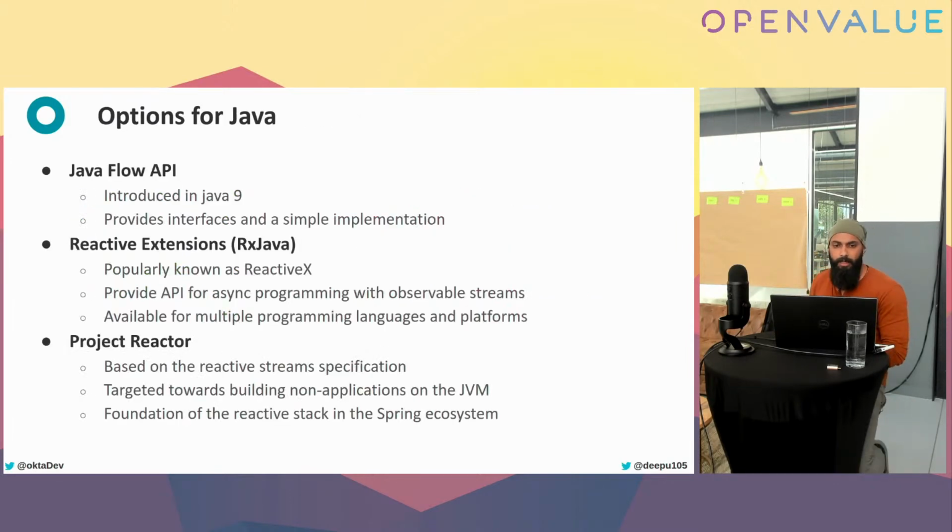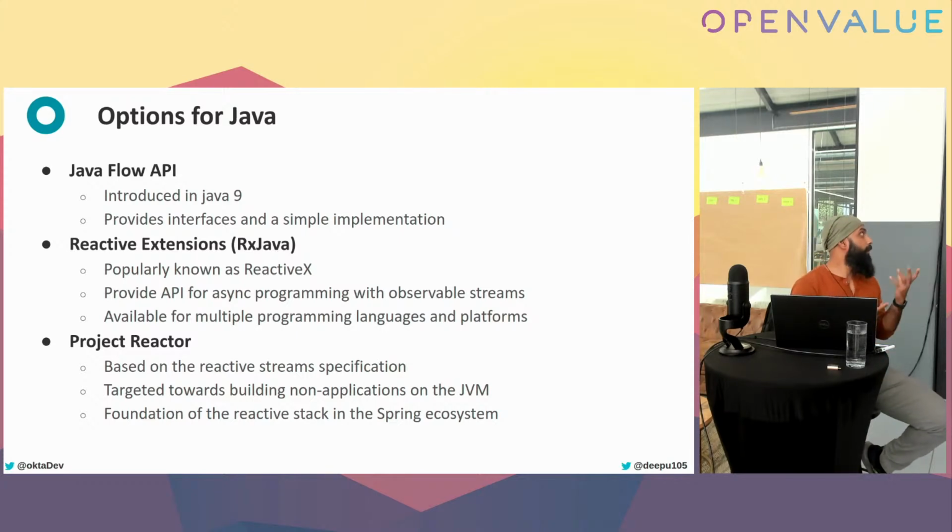Of course, in the Java world, there are three main ways to do reactive programming. There is the Java Flow API, I think introduced in Java 9. It provides all the necessary interfaces and a very simple implementation. So if you're just doing a little bit of reactive in your application, maybe one API, two APIs, maybe this is enough. You can get away with the Java Flow API without having to use a library. But if you start doing anything more serious, or bigger applications with more APIs or complex use cases, then of course you would have to go to third-party libraries.